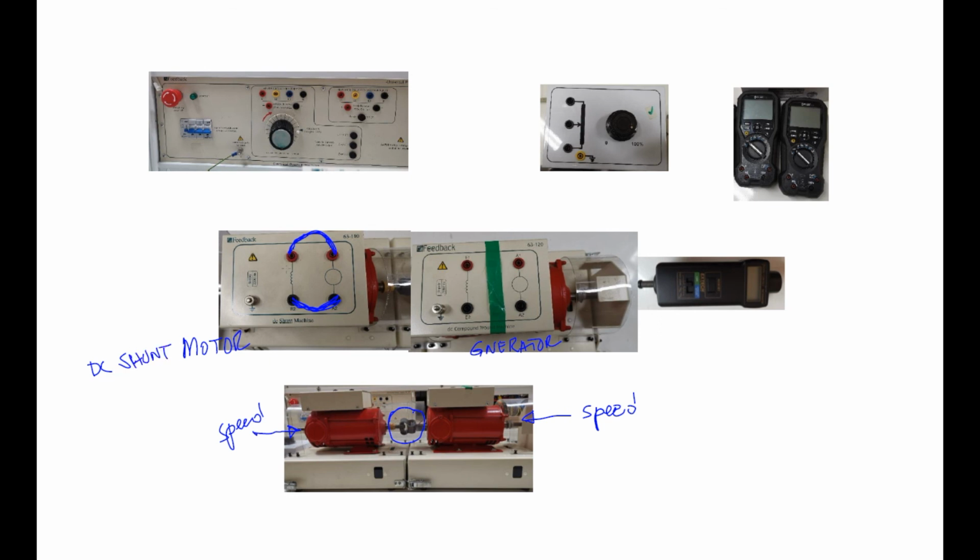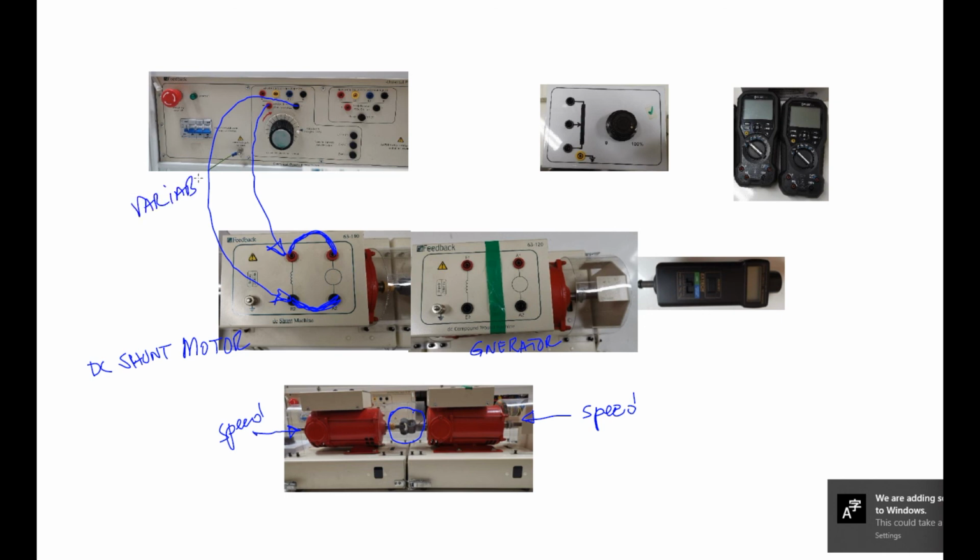Shunt means parallel like that, and we supply them with a variable DC. So one will come here, and the other one, for example, will come to the other side here. So this is the variable DC supply. Now, this DC supply will be varied using this knob here.